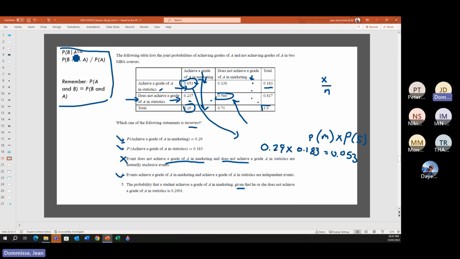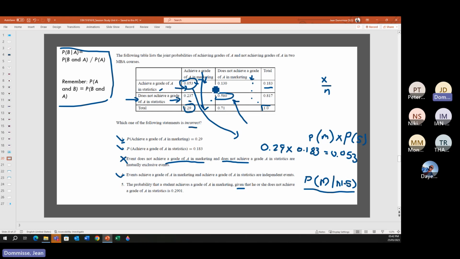So the probability of one given the other. So the probability that a student achieves a grade A in marketing, given that he or she does not achieve grade A in stats. Let's just call it NS. Then it is the probability of A and NS.